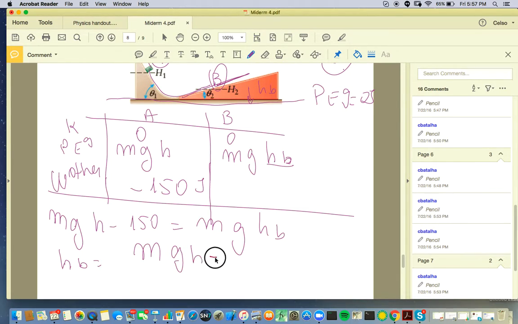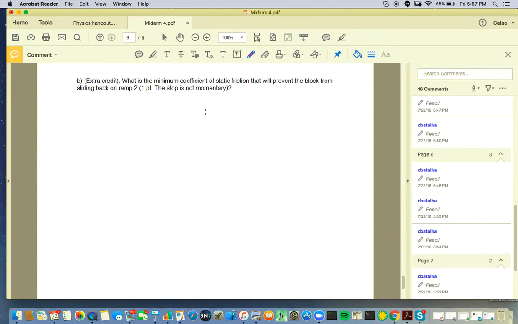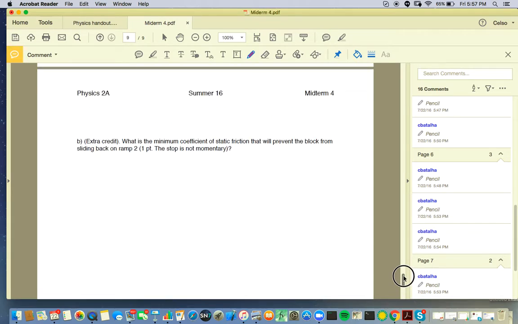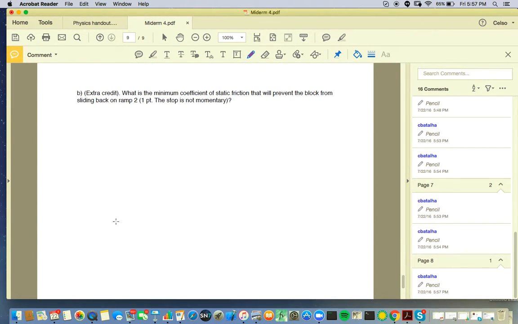hB equals mgh minus 150 divided by mg. And the extra credit was, what is the minimum coefficient of static friction? The block gets to this point and you don't want the block to stop momentarily and fall back. You don't want that to happen. You want the block to stay there.